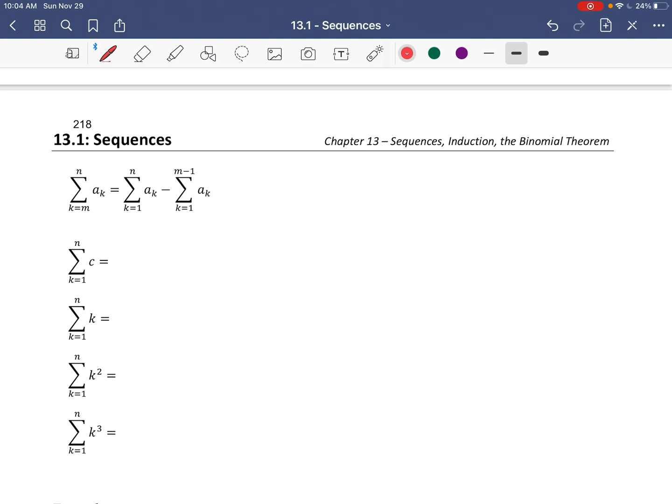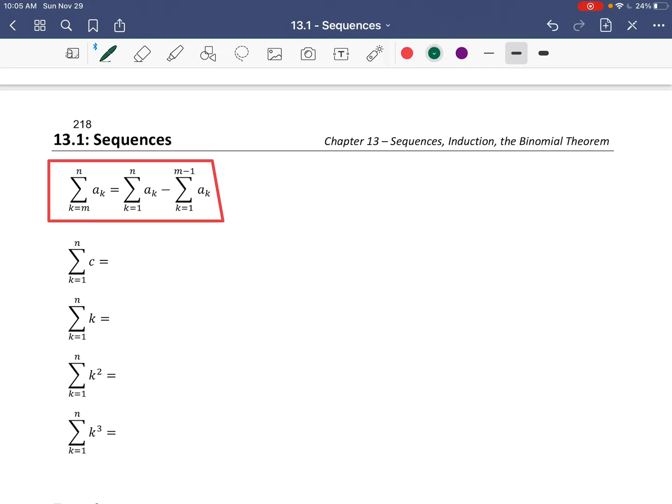So here you can split up the sum. Here it's going from k equals m to n. So we could go from 1 to n, if that is easier, and then subtract the terms that we don't want. So we take up more terms than we need and then subtract off the ones that we don't want.